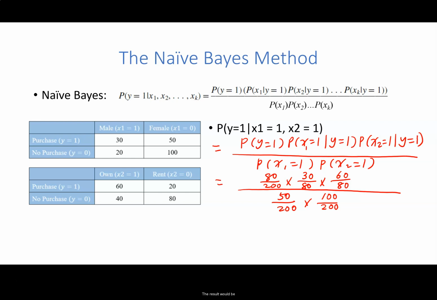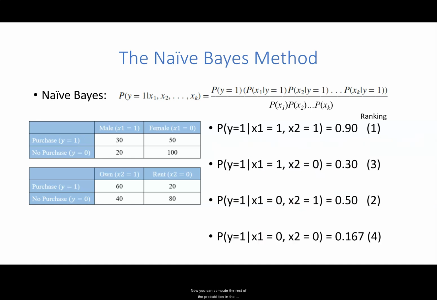The result would be 9 over 10 or 0.9, which is the predicted probability of a customer who's male and owns a house to purchase the product. This suggests that a male homeowner would have the probability of 0.9 to purchase the product, indicating a very high probability of purchase.